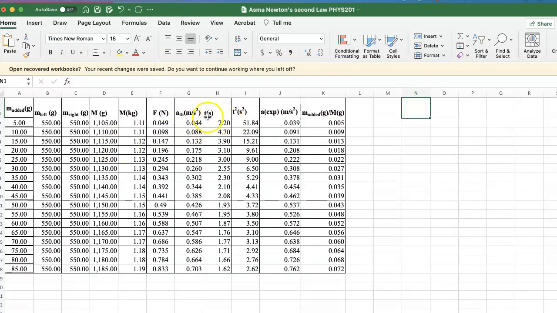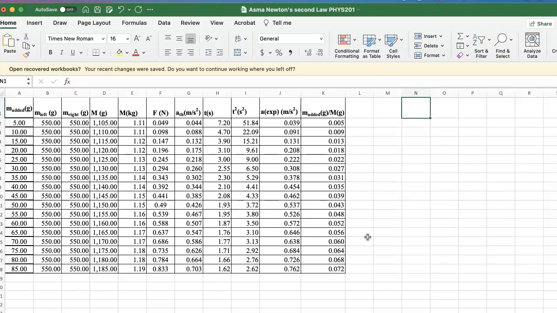Now, this is the time that was provided by my data. I calculated t squared here, and then here I calculated A experimental. That one is going to be 2 times y, where y is 1 meter, divided by t squared. You can look here and see that my numbers are almost close to each other. If you compare this one with this one, you're going to add another column for the absolute difference, and then for the percent difference.